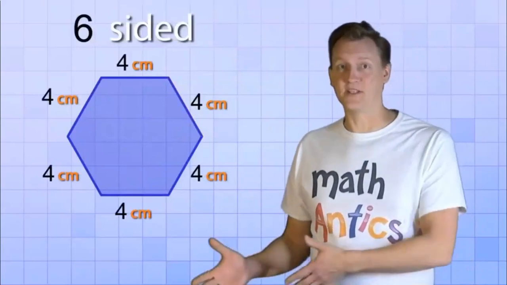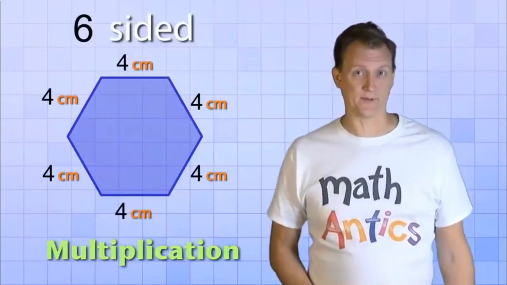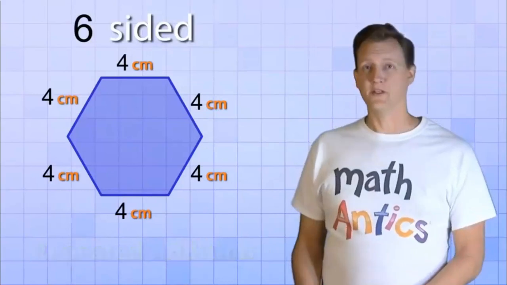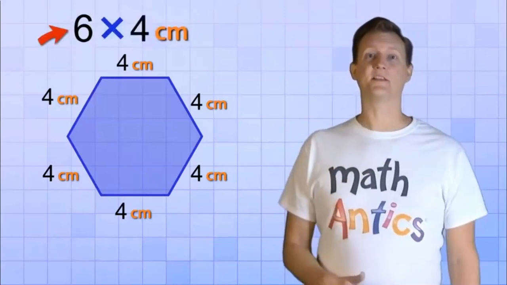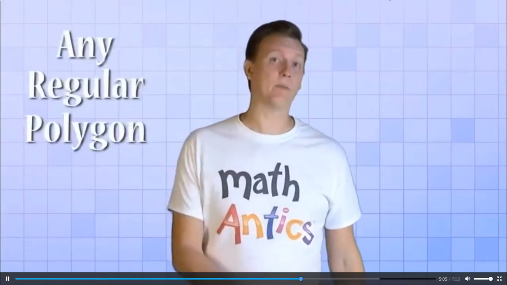But since the polygon is regular, we know that all the other sides are also 4 centimeters long. Now, we could just add up all the sides like we did before, but since they're all the same, we can use multiplication as a shortcut. That's because multiplication is really just repeated addition. All we have to do is multiply the number of sides, 6, by the length of the sides, 4 centimeters. 6 times 4 equals 24, so that means the total perimeter must be 24. 24 what? Oh, centimeters. That's better. Oops. And this formula works for any regular polygon, no matter how many sides there are. If the sides are all the same length, you can just multiply the number of sides by the side length, and you have the perimeter.